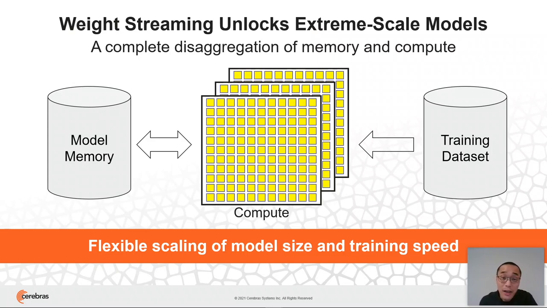And by disaggregation, the weight streaming execution model also provides unique flexibility because we can scale independently the model size and the training speed. So the user can right-size the solution to their problem. Let's see what this looks like.